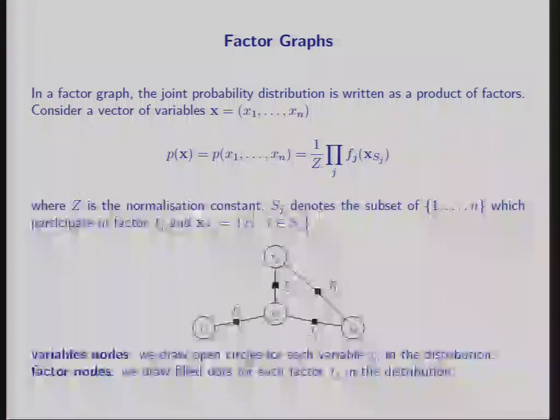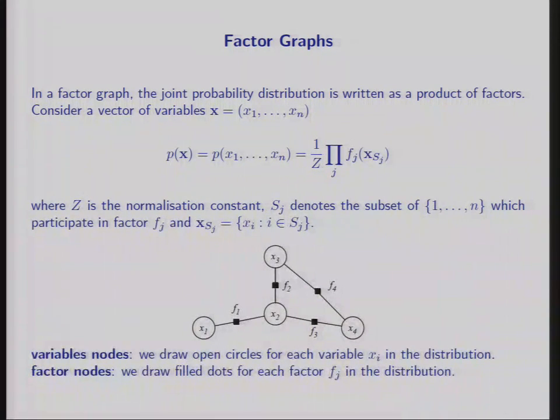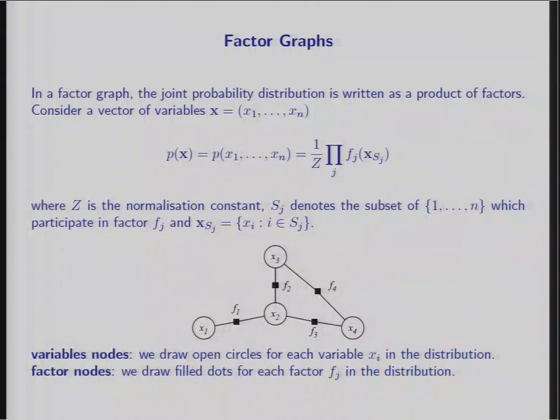Okay, so that's just now the general description of what a factor graph is. The joint probability is written as a product of factors. So the joint probability here is 1 over some normalizing constant of the product over these j factors, where each factor depends on some subset of the vector of all the variables.